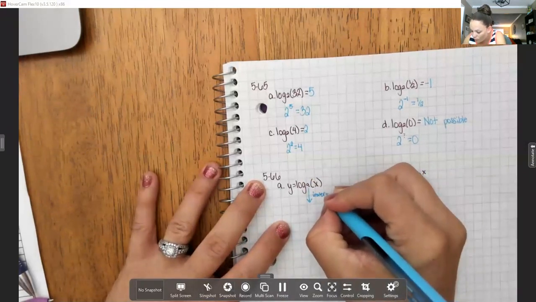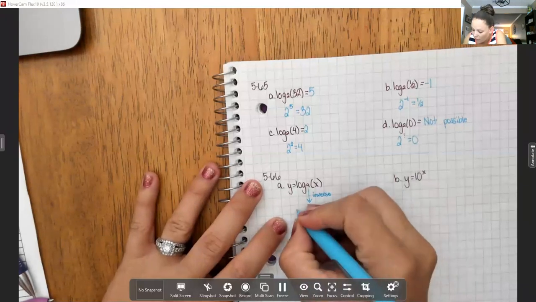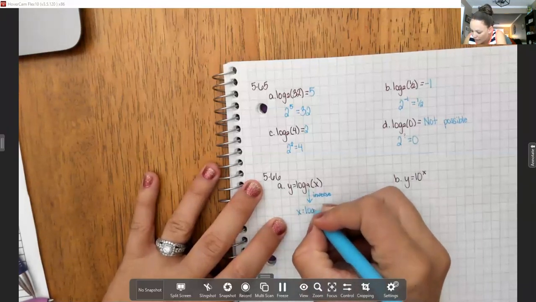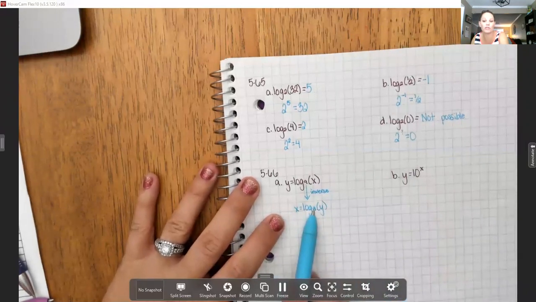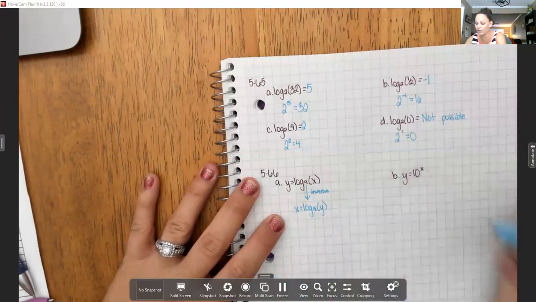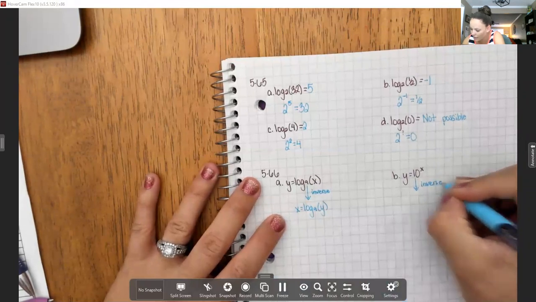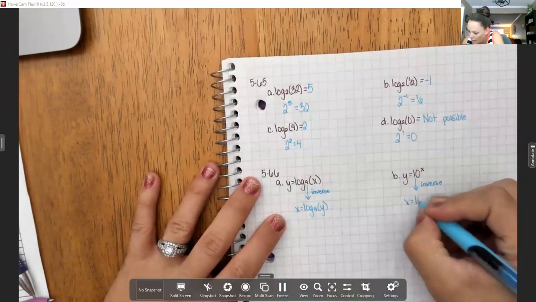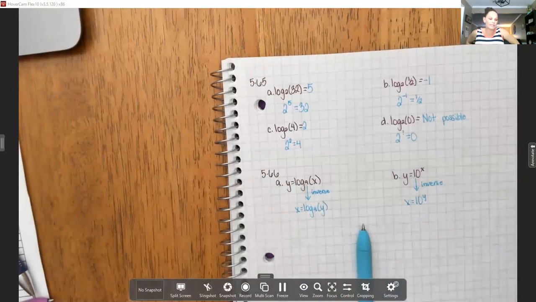So the inverse switches x and y. So here my inverse is x equals log base 9 of y. But they want it in y equals form. So again, inverse, we switch x and y. So here my inverse, you're just switching x and y. X equals 10 to the y. But we have to write these in y equals form. So that's how we would type them into our graphing calculator.